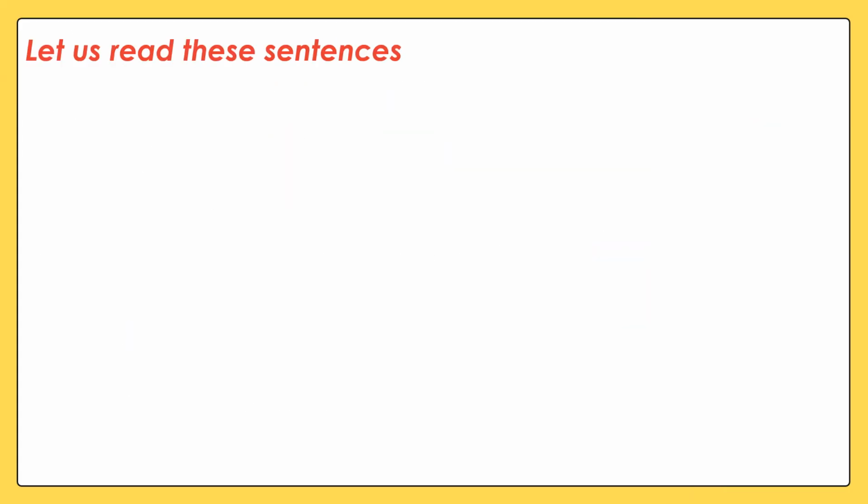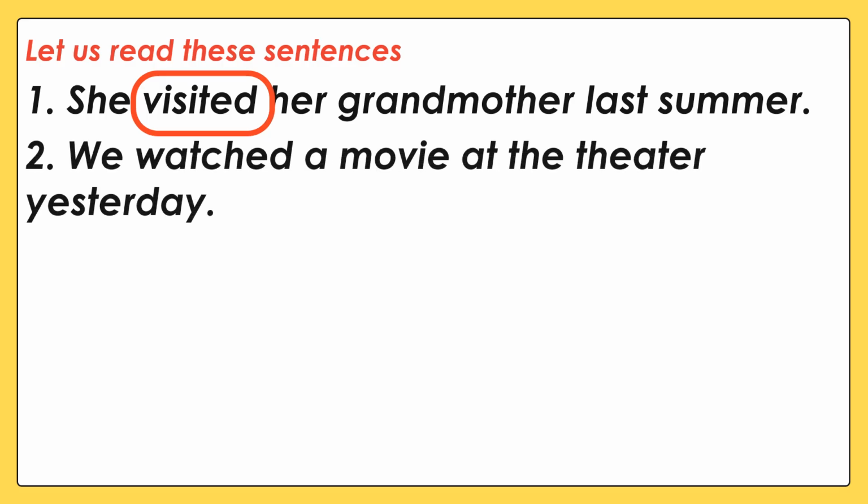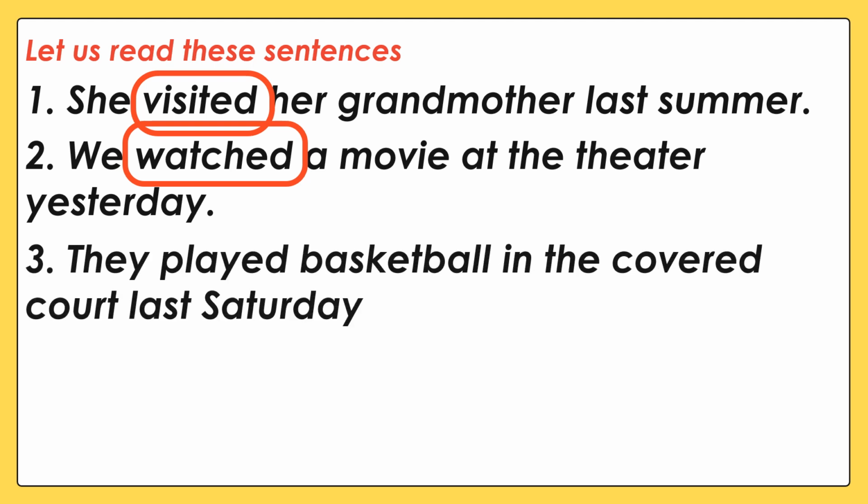Let us read these sentences. Number 1, she visited her grandmother last week. The verb is visited. Number 2, we watched a movie at the theater yesterday. The verb is watched. Number 3, they played basketball in the covered court last Saturday. The verb is played.